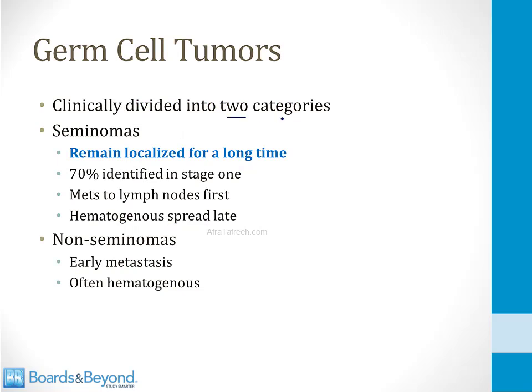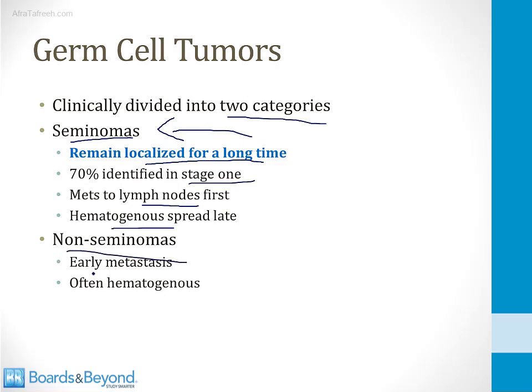They are clinically divided into two categories. Seminomas, which are the most common form of germ cell tumor, remain localized for a long time. 70% are identified in stage 1, meaning identified when they are confined to the testicles with no metastases. And this is why these types of tumors, which are the most common germ cell tumor, are usually picked up as a painless testicular mass. They metastasize to the lymph nodes first, and they spread hematogenously later if they are left untreated.